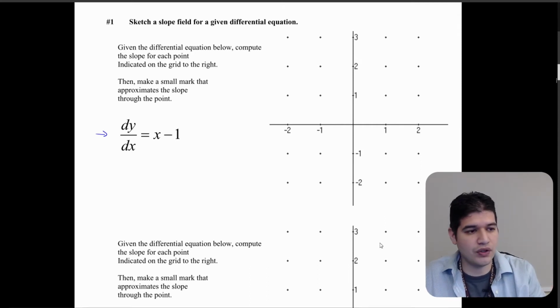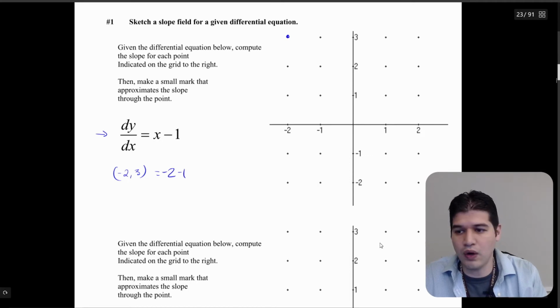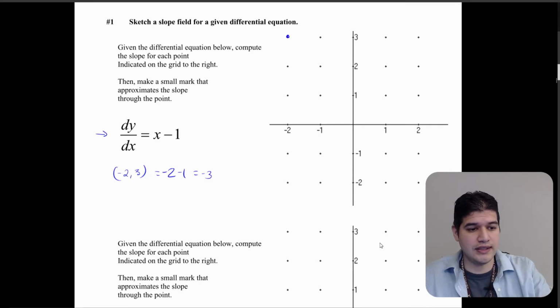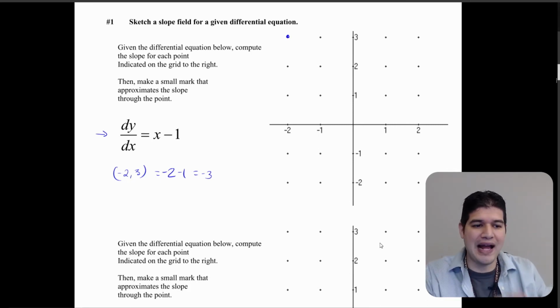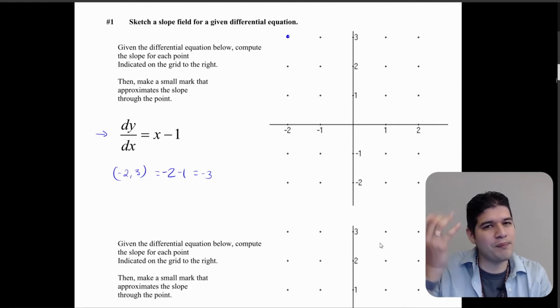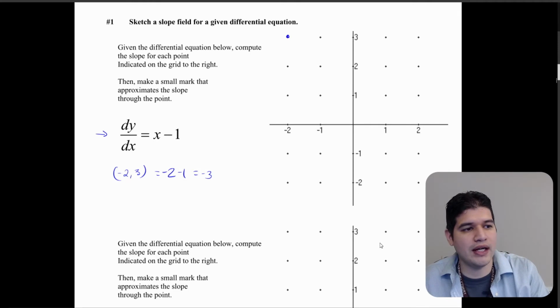All you have to do to create a slope field is to figure out what the slopes are at each of these points. For example, if I want to take this point, -2, 3 right here, then I'm going to substitute in -2 for x and 3 for y. Now there's no y here, but I have an x value, so I'm going to get -2 minus 1, and I'm going to get -3. And I'm going to say this is the slope at -2, 3. So I'm going to sketch in a little line that has a pretty good estimate of what a slope of -3 would look like. So something like that.